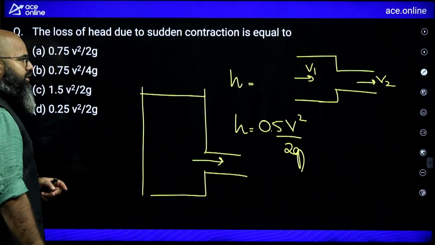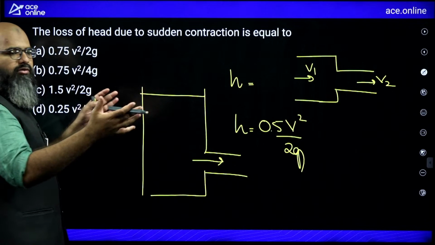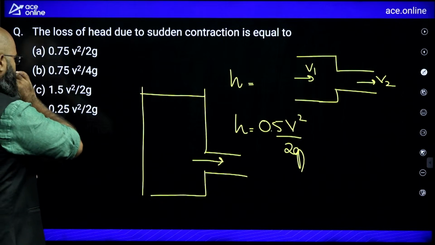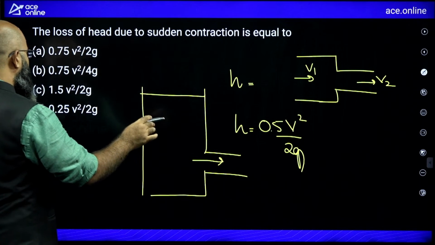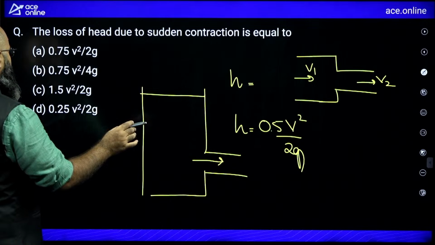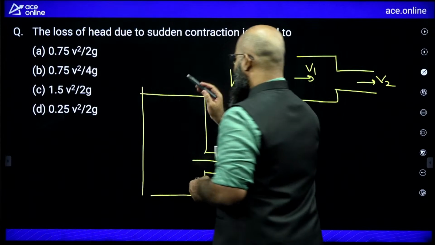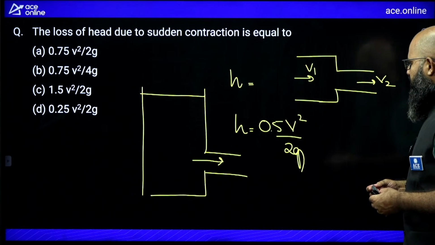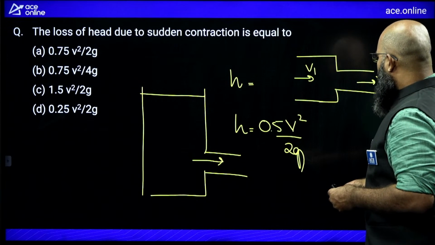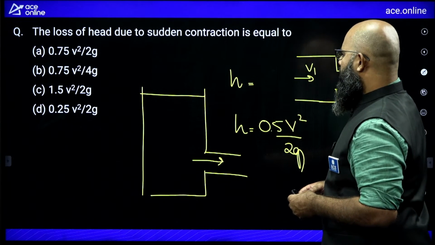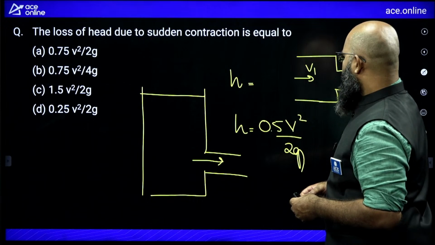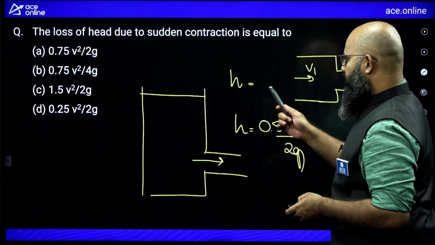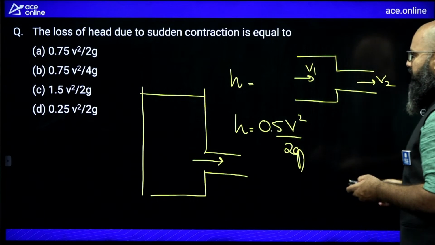0.5 V square by 2g. That 1 by Cc minus 1 whole square and all, everything will become 0.5 over here. So the answer is supposed to be 0.5 V square by 2g. There's a misprint over here. There should have been an option of 0.5 V square by 2g or V square by 4g. Since we are not having that, we will not choose anything from here. Probably there's a misprint over here.